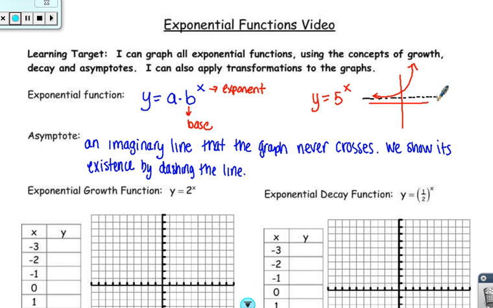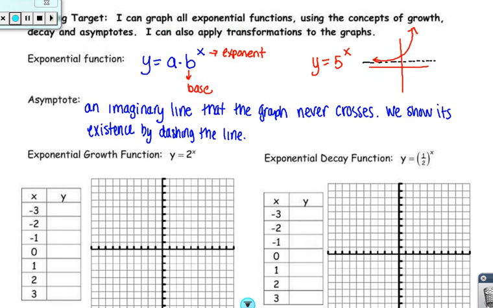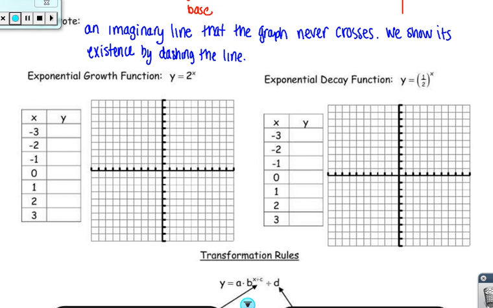Okay? There are 2 types of exponential functions. The first one is a growth function. That's when your base is bigger than 1. So y equals 2 to the x, y equals 3 to the x, y equals 4 to the x. Okay? The parent function that all the other graphs are based off of for a growth is just y equals 2 to the x. Things are doubling.